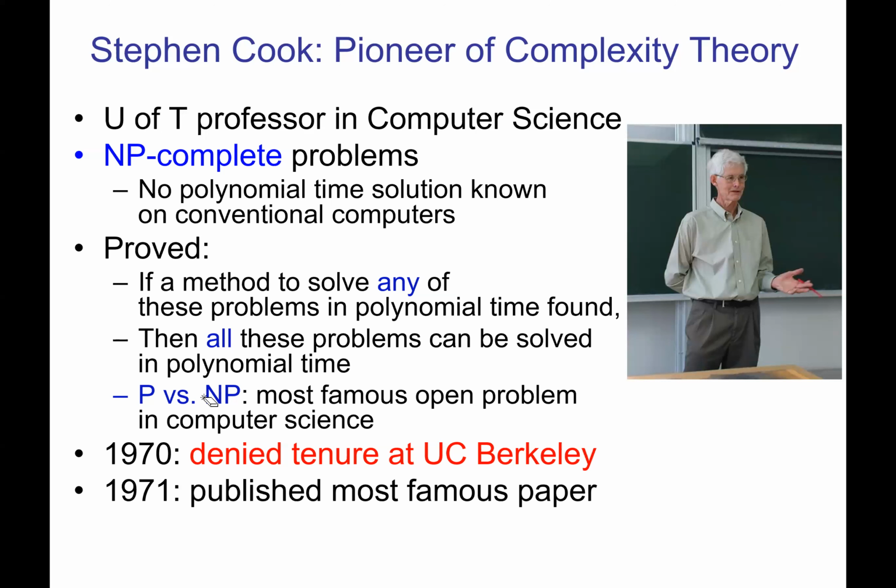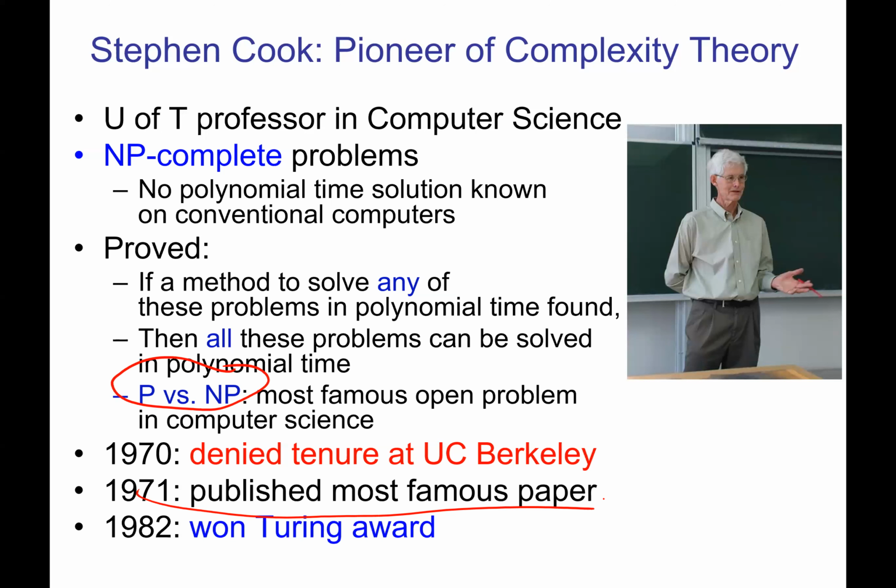But he didn't let it get him down. In 1971, he published his most famous paper, which pointed out that if there's a polynomial time algorithm, all of these problems can be reduced to each other and you solve them all. So he created this field of P versus NP, showed that it existed, and actually won computer science's highest award in 1982 for it. And he did this at U of T.